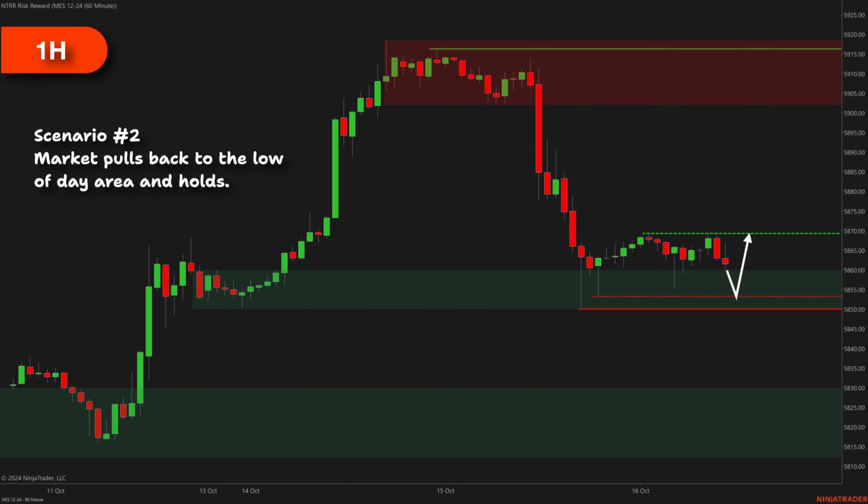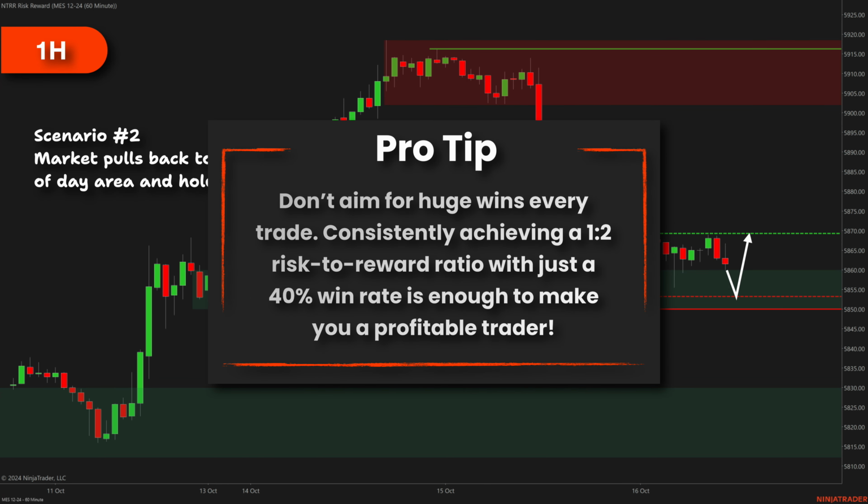This cautious approach ensures we lock in profits, especially since the market could reverse from the high of the day and continue sideways, a scenario we aim to avoid, as trading in sideways markets is where most day traders lose money. Remember, you don't need to aim for a home run with every trade. Consistency is key. In fact, achieving a 1-to-2 risk-to-reward ratio with just a 40% win rate is enough to make you a profitable trader over time. Focus on disciplined execution and proper risk management rather than chasing large wins. But we'll dive deeper into that concept in another video.